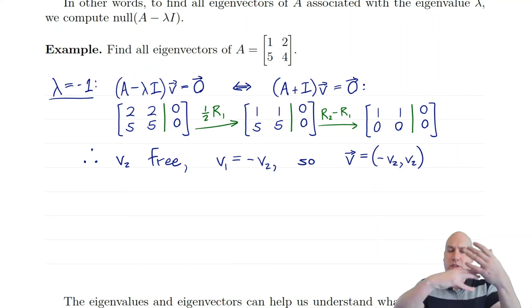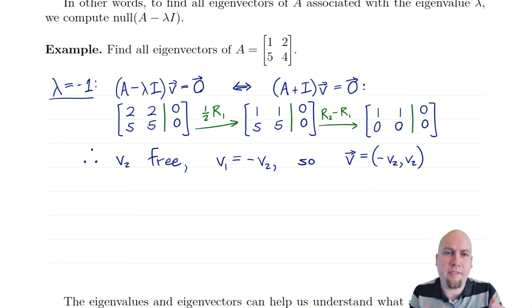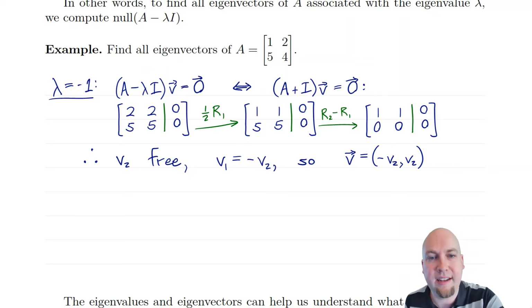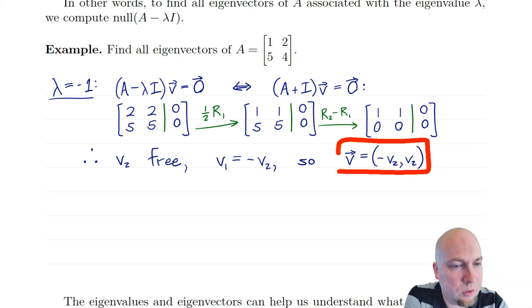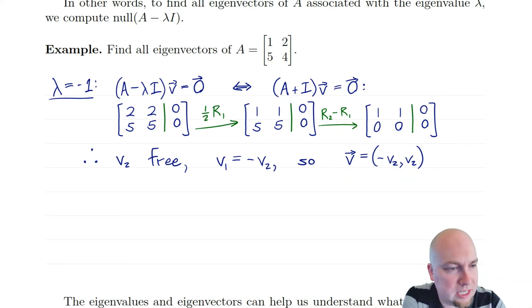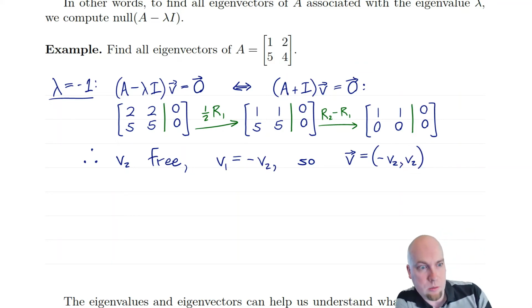Then if I return and write that in vector notation, because I want to figure out what the vector V is, what this eigenvector V is, that tells me the eigenvectors V all have this form. What is V1? Well, it's minus V2, so the first entry is minus V2. And the second entry is free, so it's just itself, V2.